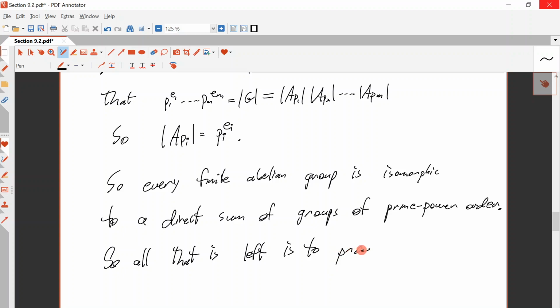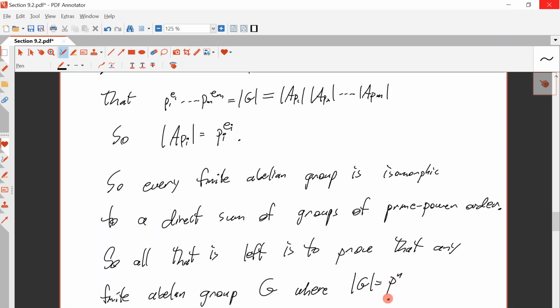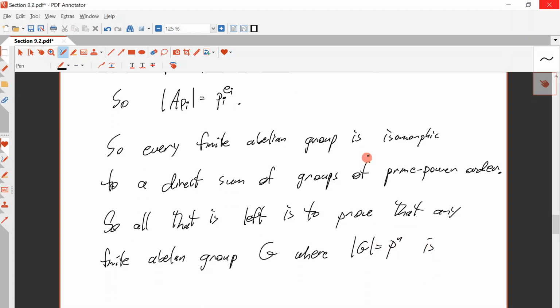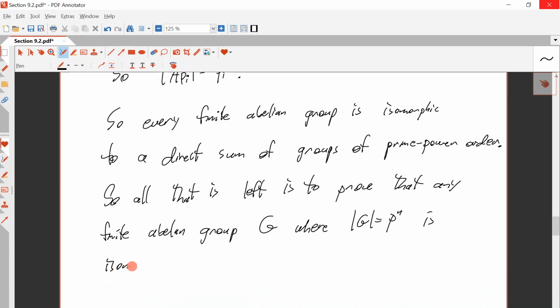So all that is left is to prove that any finite abelian group G, where the order of G is p to the n, is isomorphic to a direct sum of cyclic groups. Okay?